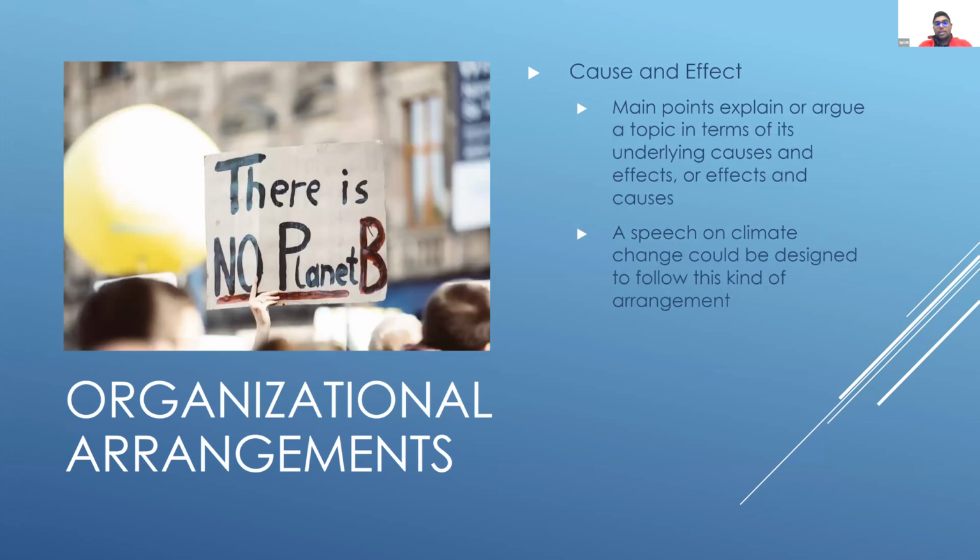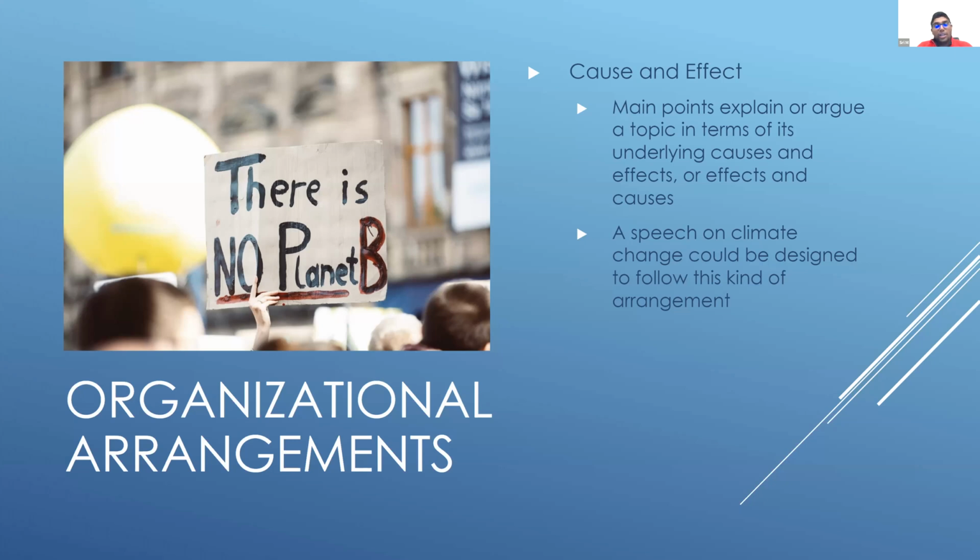The next method here is cause and effect. So this is when main points explain or argue a topic in terms of its underlying causes and effects, or effects and causes. So you would say why it is that something is occurring, and then explain to everyone what the effect of that event occurring causes. So you can say that a cause is pollution, or you can say that cars are polluting a lot, factories are polluting a lot, and then you can explain the effect of that on the environment.